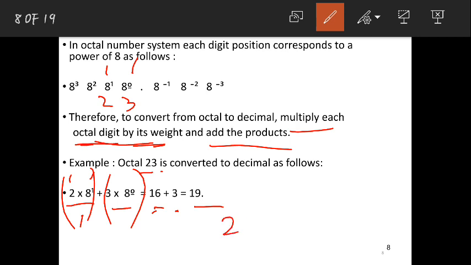So the octal number we were given was 23 to the base 8. You converted that to decimal, and you got 19 to the base 10. Is that fine?